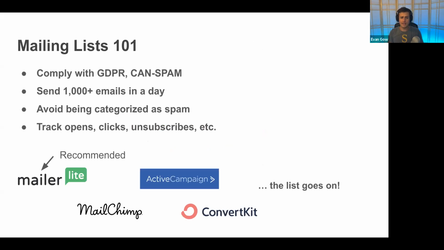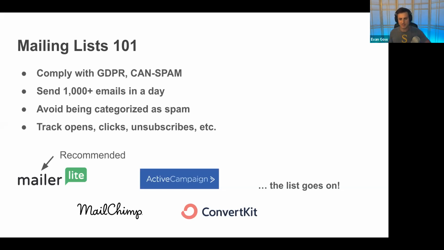Quick mailing list 101. When you've got a mailing list, you're going to want to use an email service provider. Those are services like MailerLite, MailChimp, ActiveCampaign, ConvertKit, SendFox, AuthorEmail, lots of different email service providers. And they're different than something like Gmail or Yahoo. For example, email service providers help you comply with GDPR, CAN-SPAM, and various regulations around data. Also, they allow you to send over 1,000 emails in a single day.